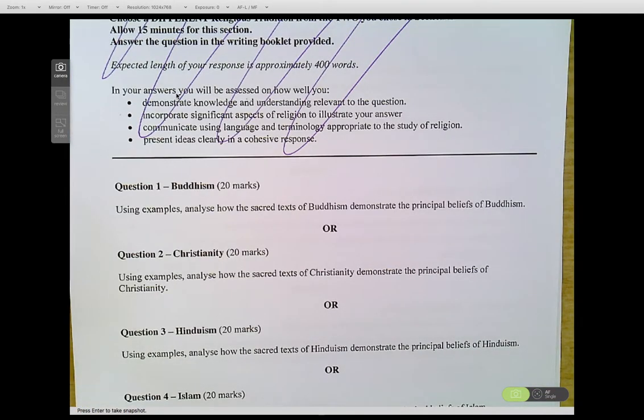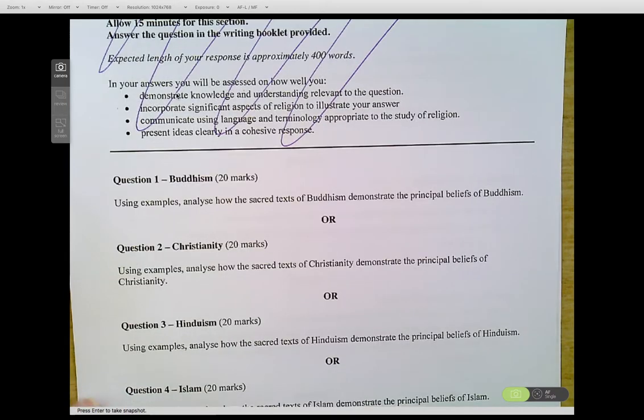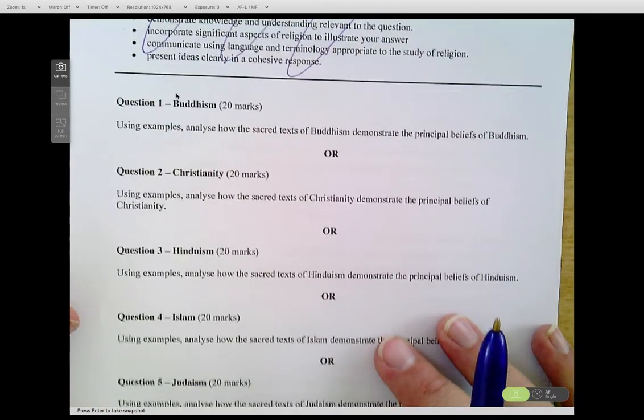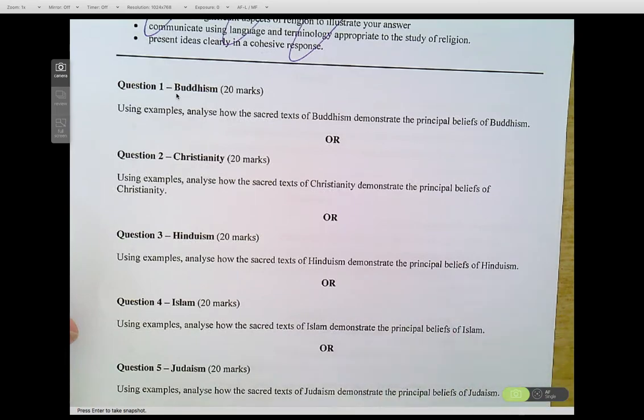That's incorrect. This is our 20-mark response for this one, for section 3. Just cross that out yourselves on yours. What you'll notice here is that there are 5 religious traditions. You only choose one religious tradition.